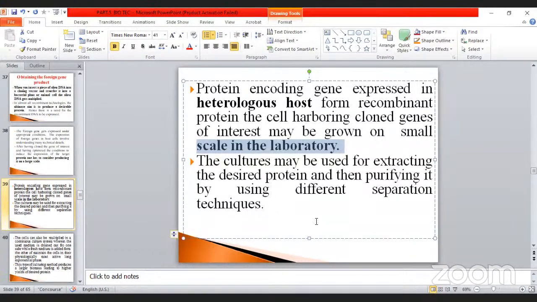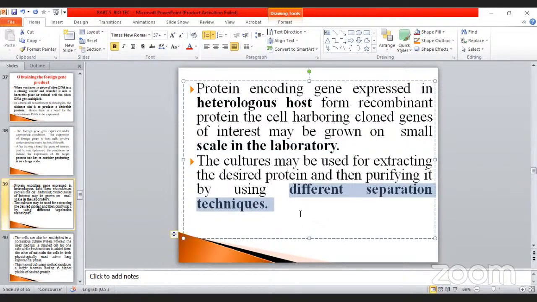Okay, the culture may be used for the extraction of the desired protein and then purifying it by using different separation techniques. Different separation techniques, you know about that. One of the techniques is called electrophoresis, and also chromatography.